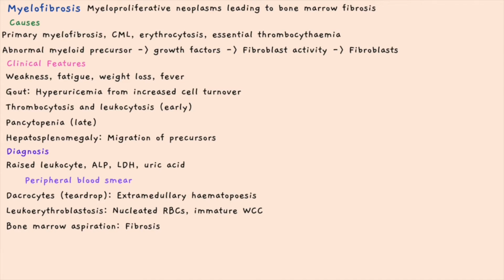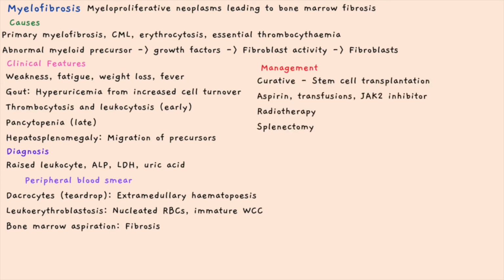Leukoerythroblastosis is evidence of bone marrow infiltration or suppression from fibrosis in this case, and what it means is that the red blood cells are nucleated and there are immature white cells because they've been produced a lot, but they're not being given time to mature. And finally, you can do a bone marrow aspiration, which should show fibrosis.